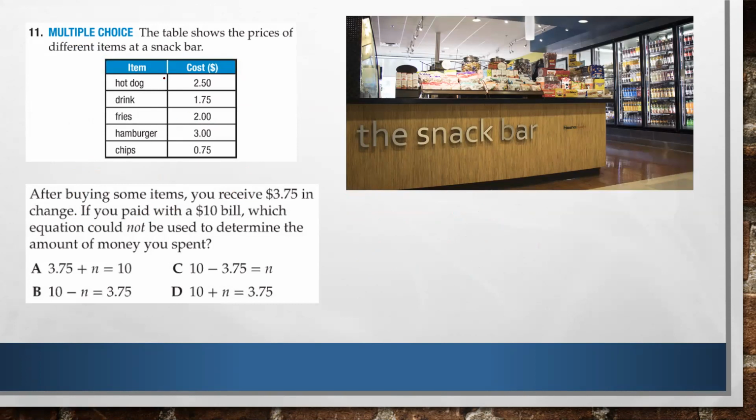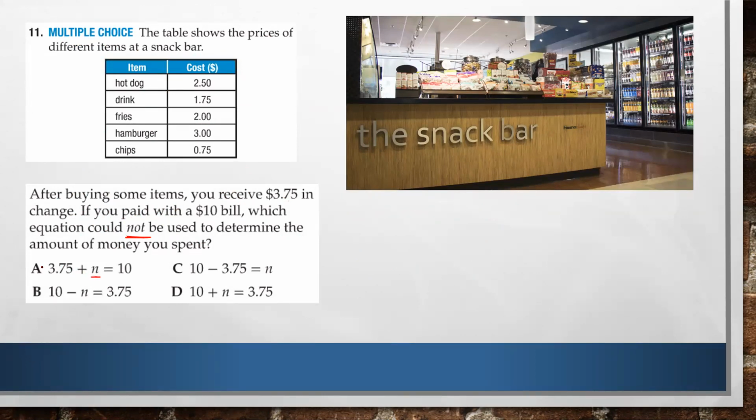And then number 11, another word problem here. So we have this table of information. These are the prices of different items at a snack bar. And it says, after buying some items, you receive $3.75 in change. If you paid with a $10 bill, which equation could not be used to determine the amount of money you spent? So N is representing the amount of money that you spent.